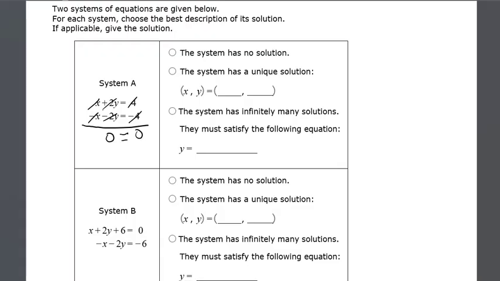So what does that mean? Anytime we're solving, if our variables are eliminated, we check the validity of this statement. Is that true or not? Does 0 equal 0? In this case, yes, 0 does equal 0. Therefore, we have an infinite number of solutions. So anytime our variables are eliminated, we're either going to have an infinite number of solutions or no solution.